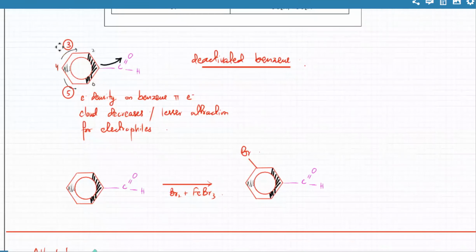The electron density would be a lot lower at positions number 2 and 6, and also at position number 4. So if there is an electrophilic substitution, like with bromine or with NO2, then it would most likely end up at position number 3 or position number 5, which is kind of the same position. TK, is that clear?